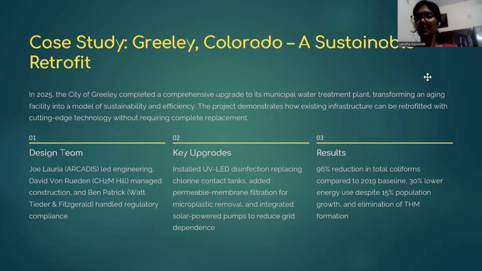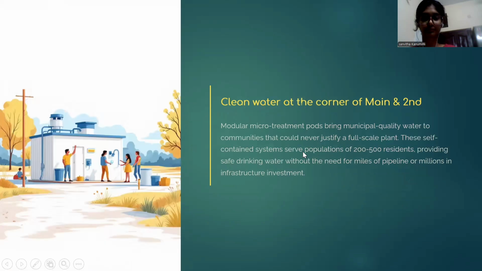And the results are a 96% reduction in total coliforms compared to the 2019 baseline, and 30% lower energy use despite 15% population growth, and elimination of THM formation. And the clean water at the corner of Main and Second.